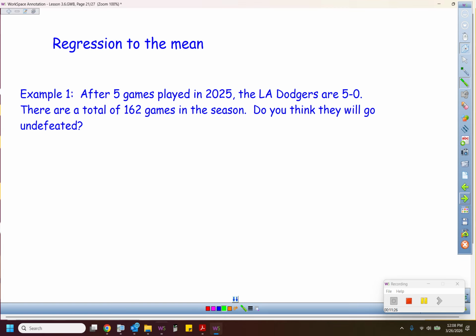Here's example 1. After 5 games played in the 2025 season, the Los Angeles Dodgers were 5-0. They play 162 games in a season. Do you think that they will go undefeated the rest of the year, or will it start to average out? What do you think? Will they go undefeated? Probably not. They will probably lose some games. Even though statistically they have never lost, they will probably average out.